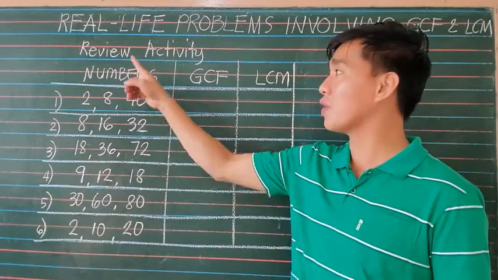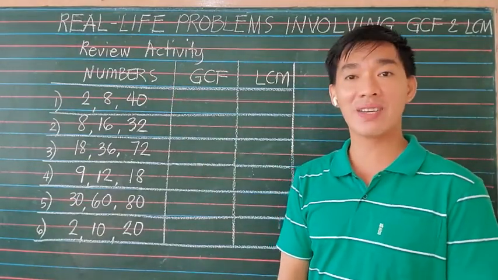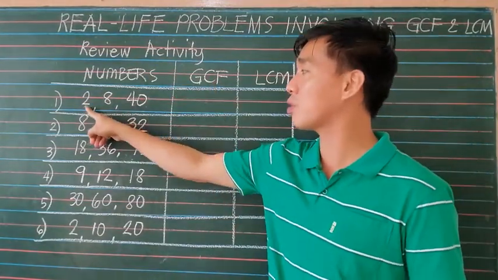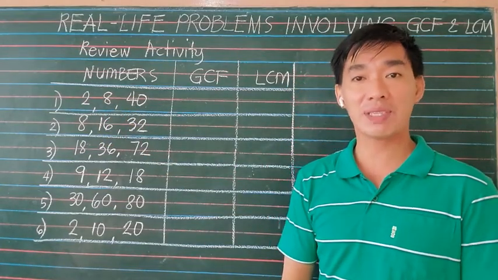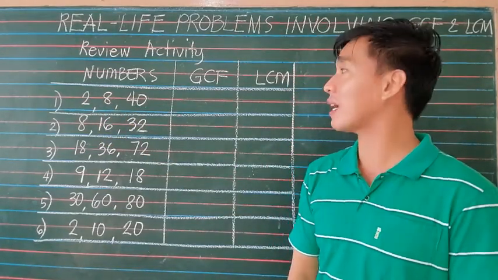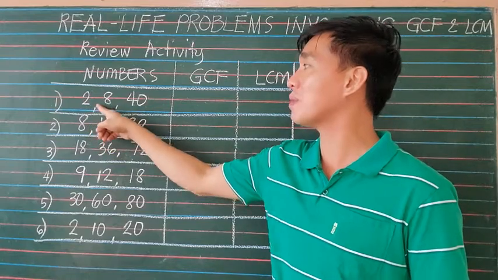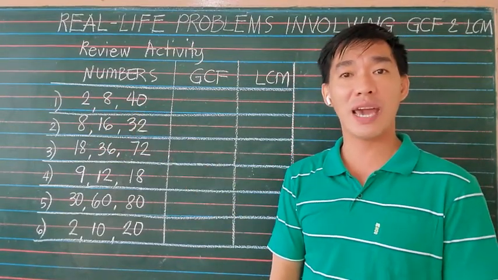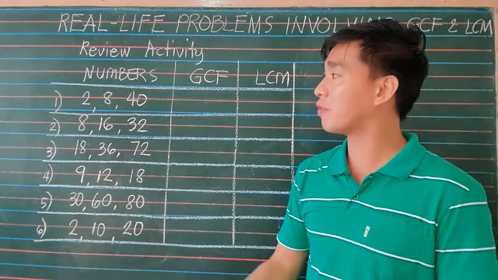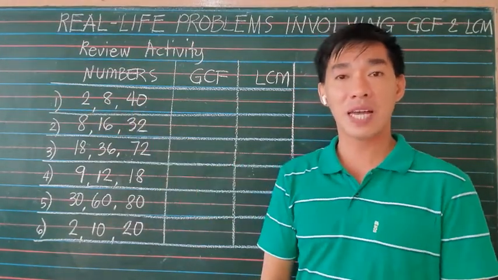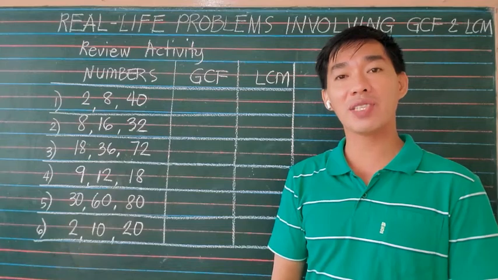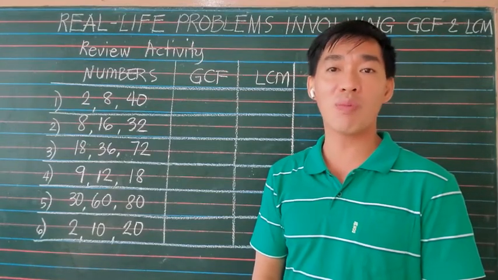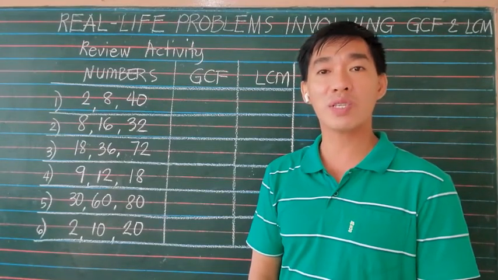For our review activity, you are asked here to get the GCF of 2, 8, and 40. At the same time, you are also asked to get the LCM of the same set of numbers. And how do we get the GCF and LCM of any numbers? In getting the GCF and LCM of any two or more numbers, you are to use different methods.